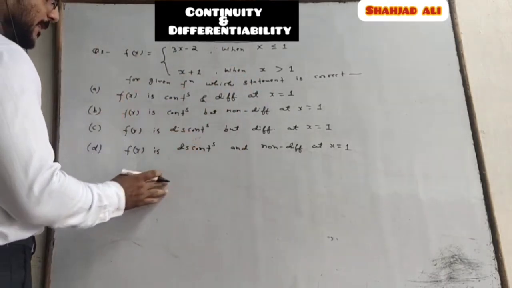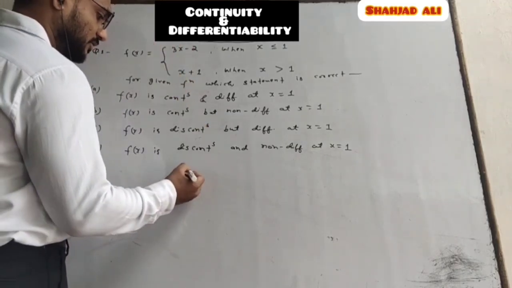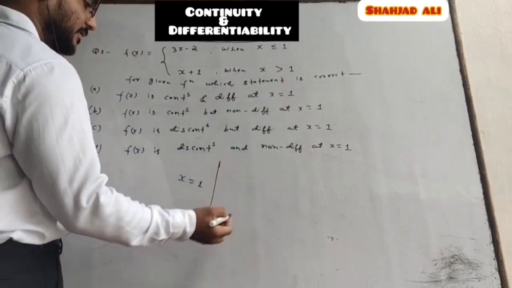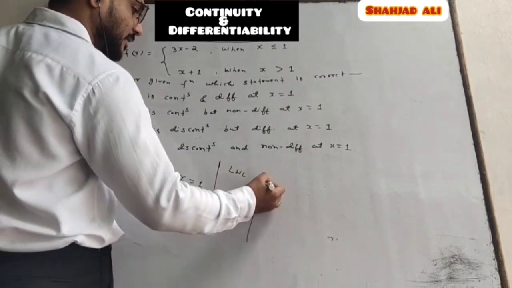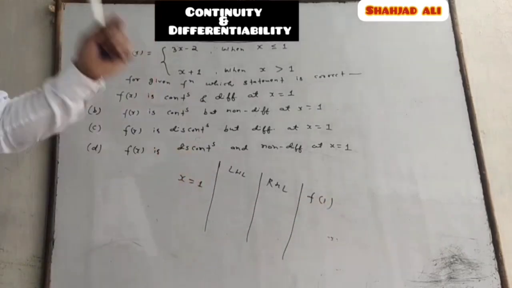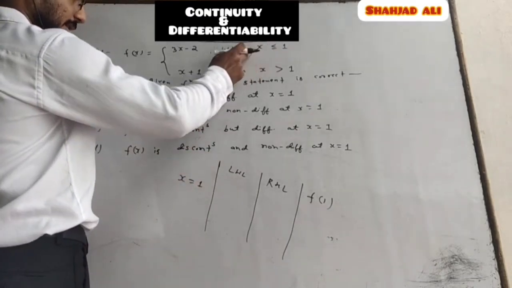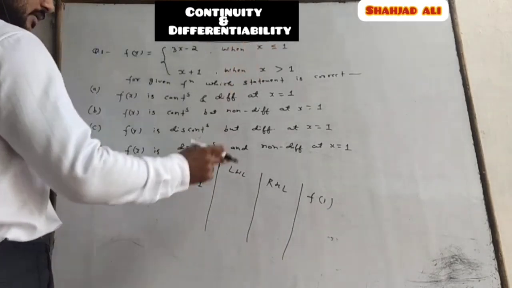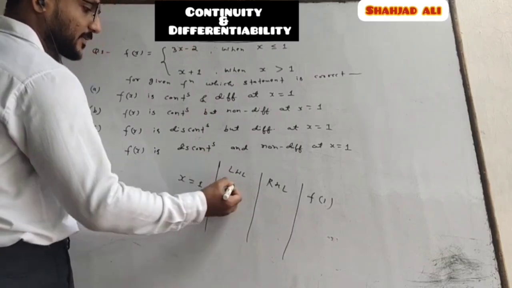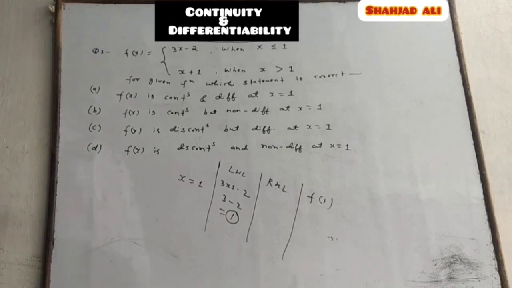How will we solve it? I'm just giving you the short method. We are going to check at x equal to 1, where we calculate the left hand limit, the right hand limit, and f(1). How will you calculate? Left hand limit means less than 1, so when x is less than 1, the left hand limit comes from 3x minus 2. Putting x as 1, 3 minus 2, so the left hand limit is 1.